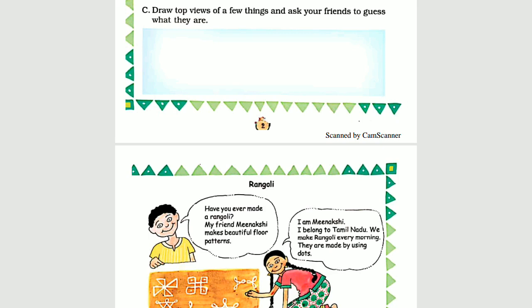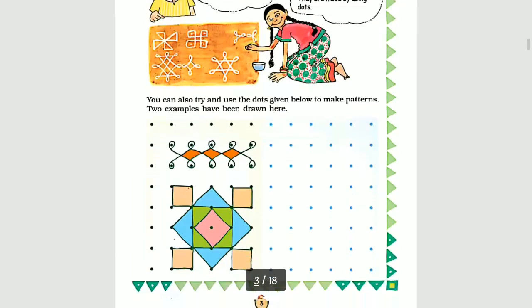Here he is saying, my friend Meenakshi makes beautiful floor patterns. Now, what Meenakshi is saying: I'm Meenakshi. I belong to Tamil Nadu. We make rangoli every morning. They are made by using dots. So you can see she is making beautiful patterns. Now, in Tamil Nadu, what they do is they first of all put the dots, and by joining the dots, they make beautiful floor patterns.